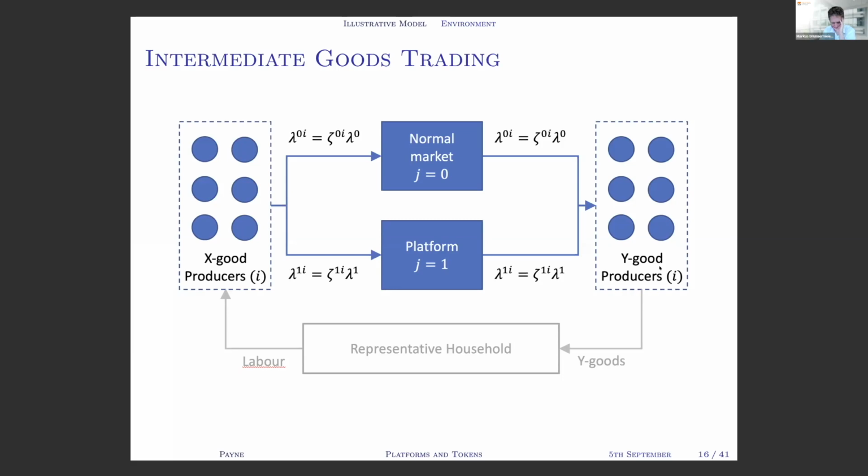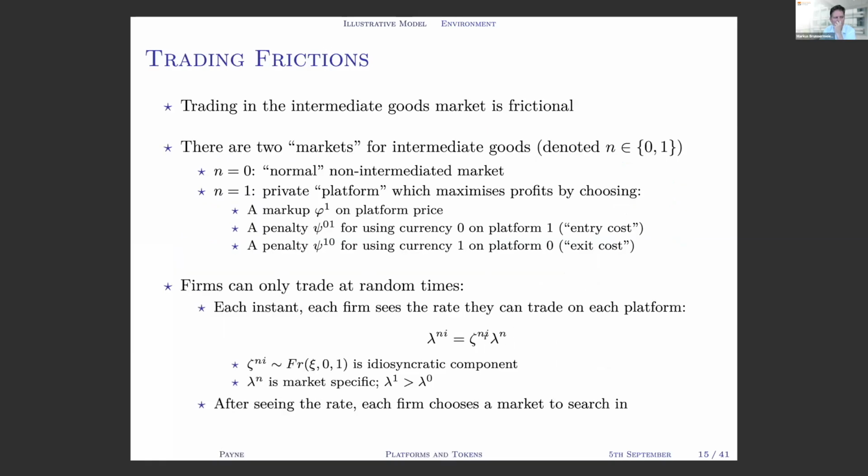So a quick question there, Jonathan. The thing which is exogenous here is the rate at which the X good producers can go into either of the two markets, right? This lambda n, right? So the firms are getting a draw. They get a draw of the rate at which they're going to get trade. So it's like I see Amazon, I see eBay, I take a look, and on each of them I see a rate of trade, and then I choose where I'm going to go and try to buy, right?